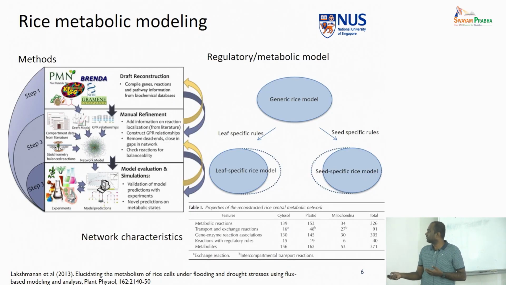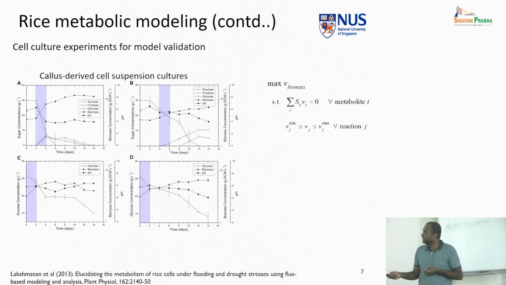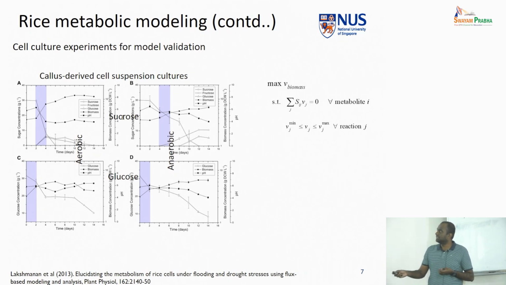So I told you we established these models, right? But are these models able to predict the results accurately? That is what we wanted to understand first. So the collaborators were able to perform callus derived cell suspension cultures, and they made these cells grow in different carbon sources, sucrose as well as glucose, and they tested their ability to grow both in aerobic and anaerobic conditions. So we used these data.